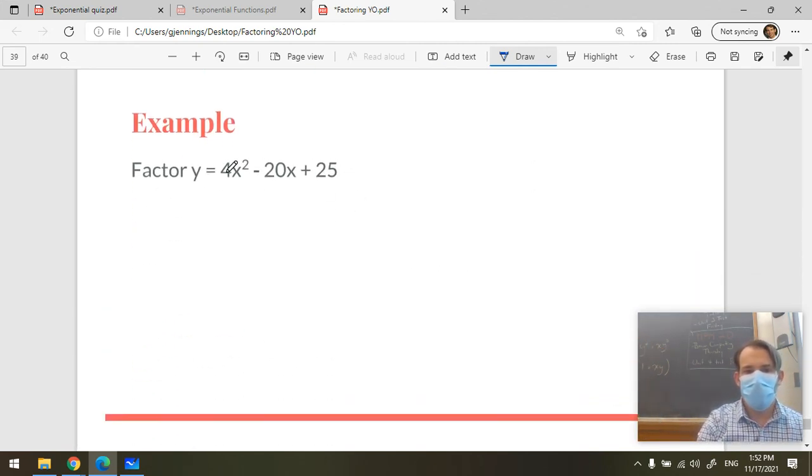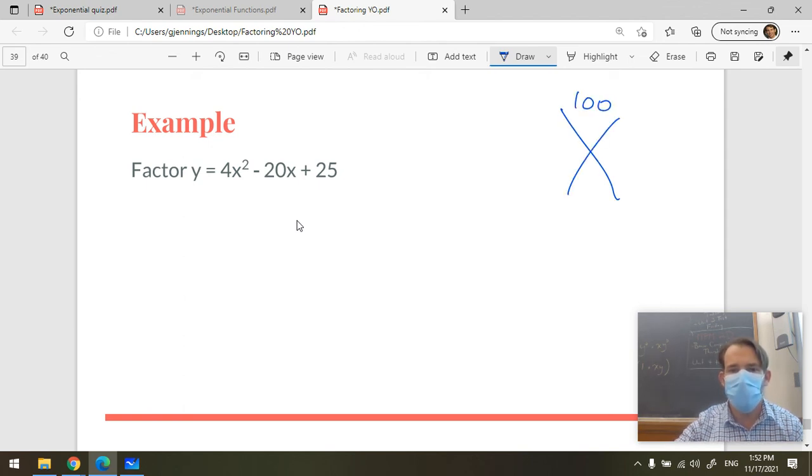Oh, well, I have a clue here. My clue to factor this one is that I've been told that this is a perfect square trinomial. This is (2x minus 5) squared. So how do I do that? Let's use our Brian McLogan patented 4 times 25 is 100. I'm looking for numbers that multiply to 100 and add to negative 20. Negative 10 and negative 10.